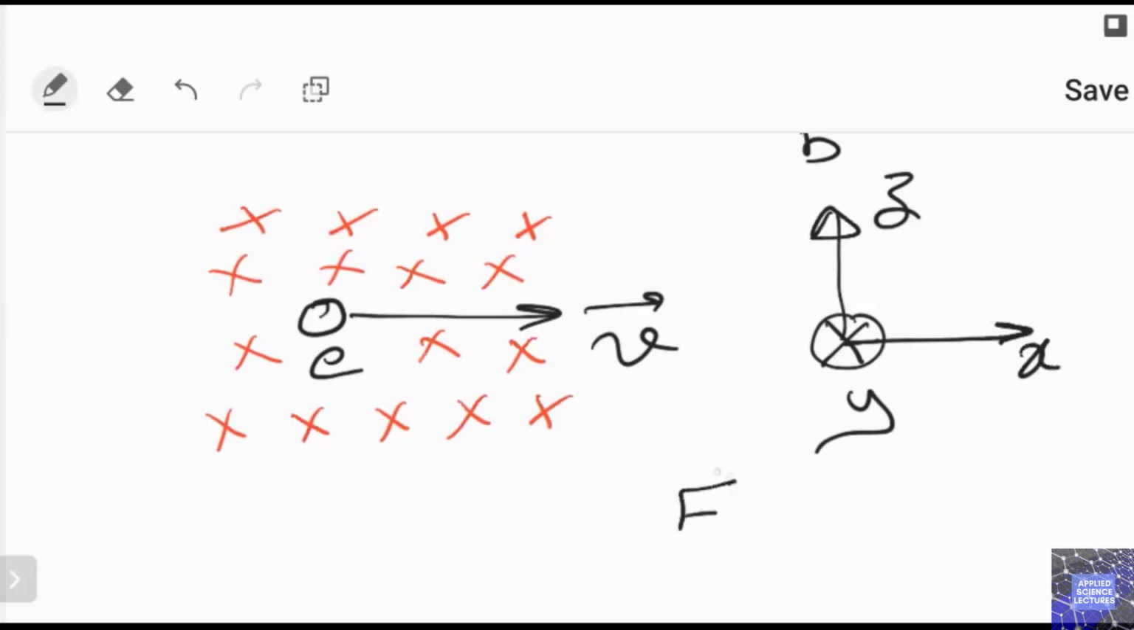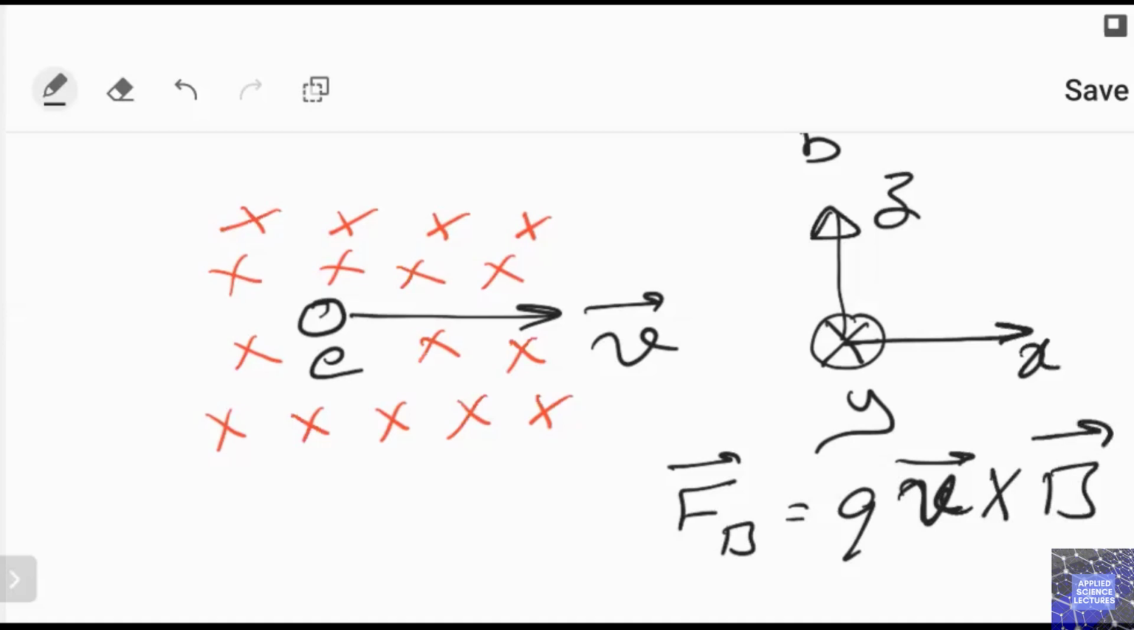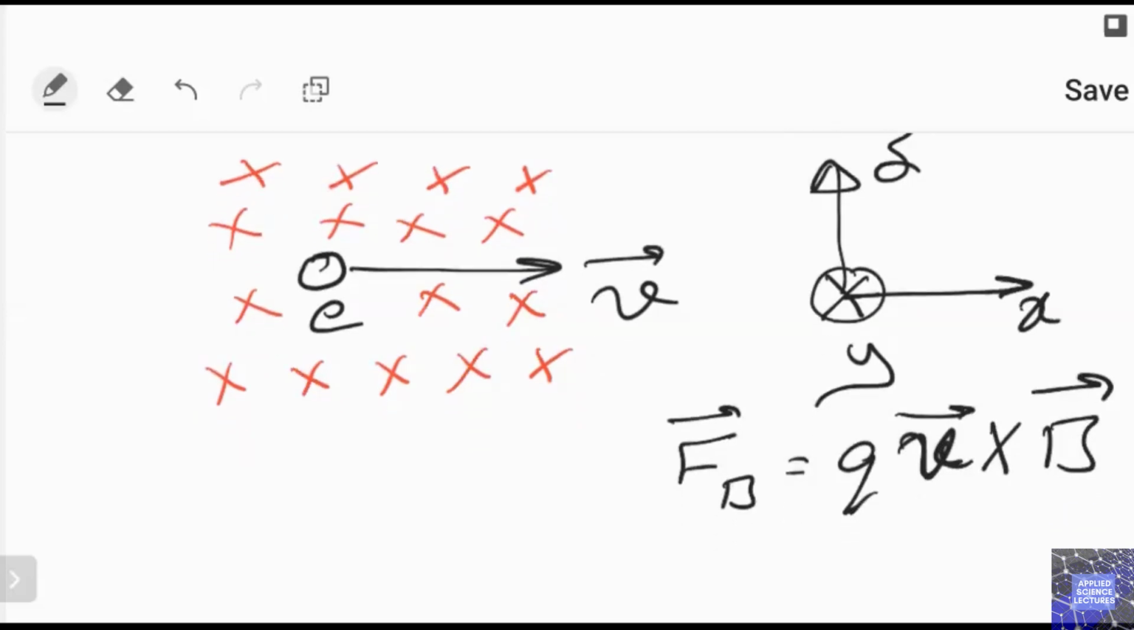We know that the magnetic force in this case would be given as Q V cross B. So I am using a positive charge. Then in this case, if I am to draw the right hand, my right hand will be curving from the V vector toward entering the page.